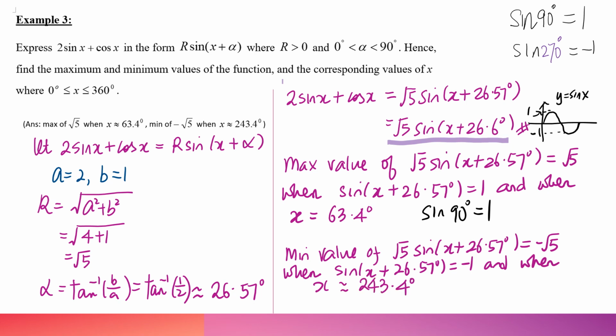Yes, it will be negative square root 5. And that happened when this guy here, the minimum value is negative 1. Negative 1 times square root 5 gives you negative square root 5. And again, for that to get negative 1, what does it mean? It means x plus 26.57 must be equal to 270. So hence x is 270 minus 26.57, and that gives you 243.4 degrees.